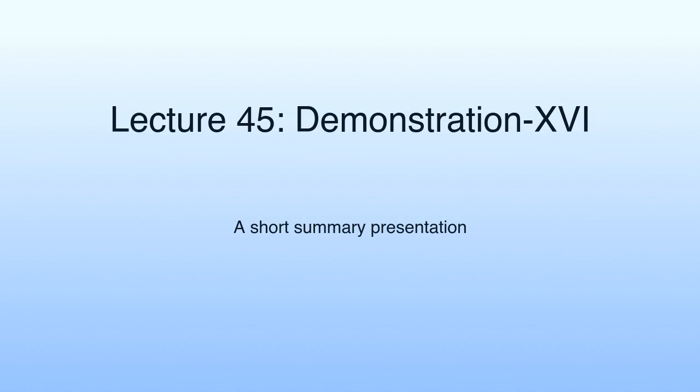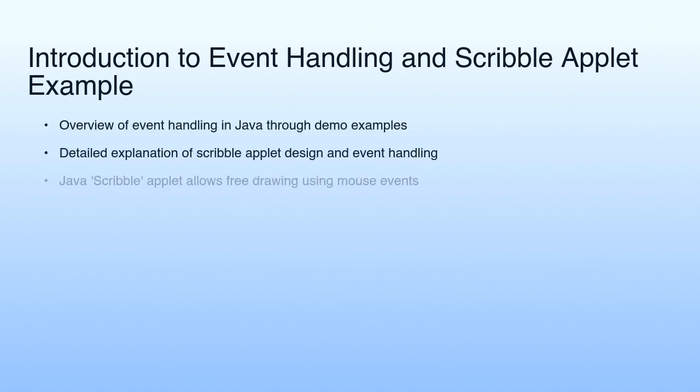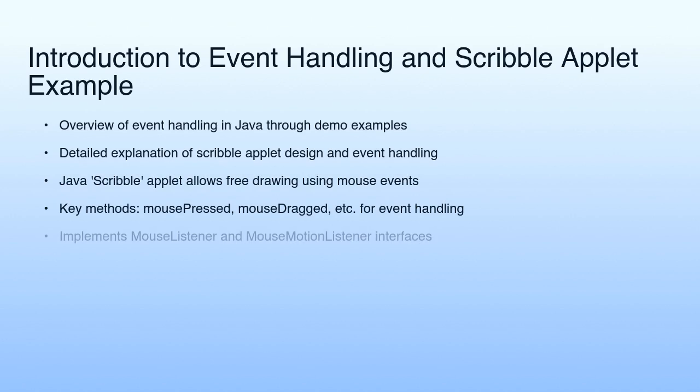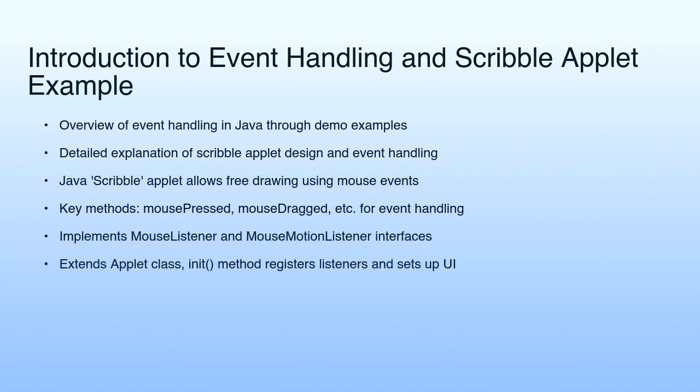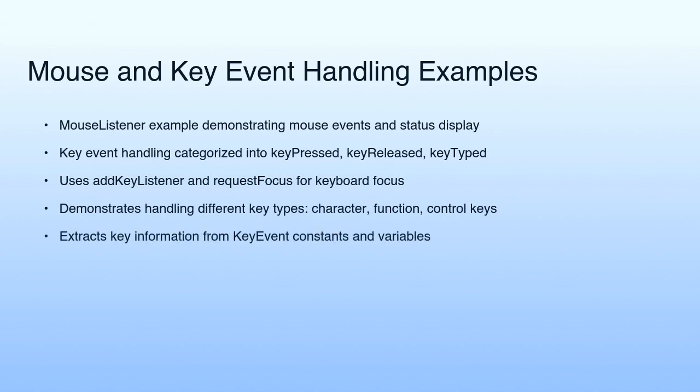Lecture 45 Demonstration-XVI. The video delves into event handling in Java, a crucial aspect of interactive applications, through insightful demonstrations and examples. It begins by showcasing the Scribble applet, which allows users to freely draw using mouse events, highlighting the implementation of mouse listener and mouse motion listener interfaces.